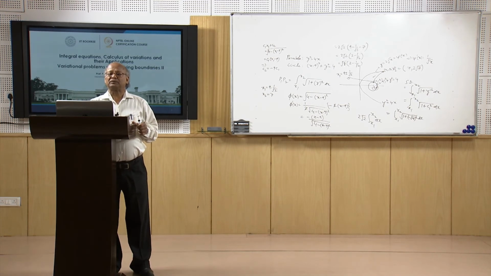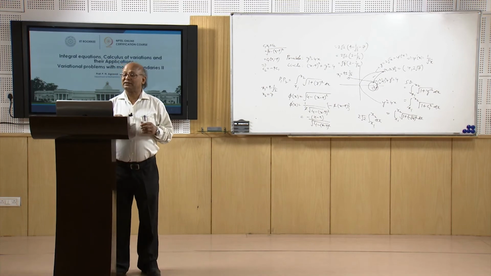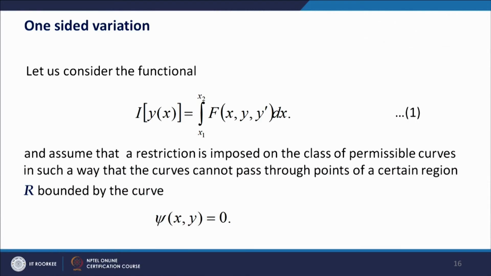Now we will consider the one-sided variation. Let us consider the functional I of y equal to integral x1 to x2 f of x, y, y dash dx, and let us assume that a restriction is imposed on the class of permissible curves in such a way that the curves cannot pass through points of a certain region bounded by the curve psi of x, y equal to 0.